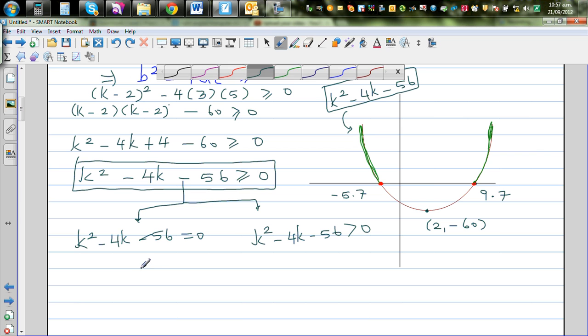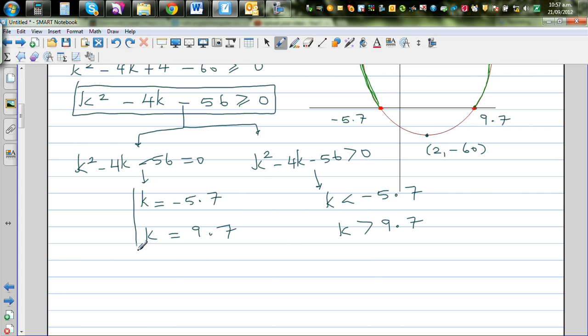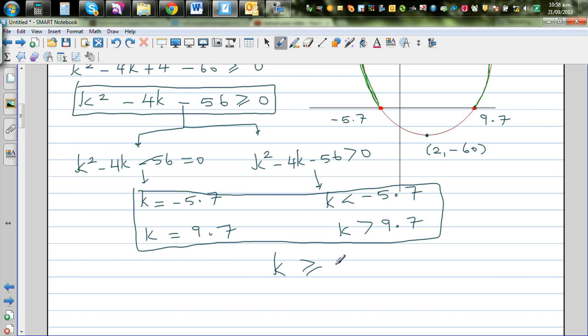So this is going to be equal to 0 when k is equal to minus 5.7 and when k is 9.7. I'll show this on a calculator later on. From this you can say this is going to be greater than 0 when k is less than minus 5.7 or k is greater than 9.7. So how do you write the whole thing together? There are four pieces of information. You can say k should be greater than or equal to 9.7, or k has to be less than or equal to minus 5.7. This is how you write the answer.